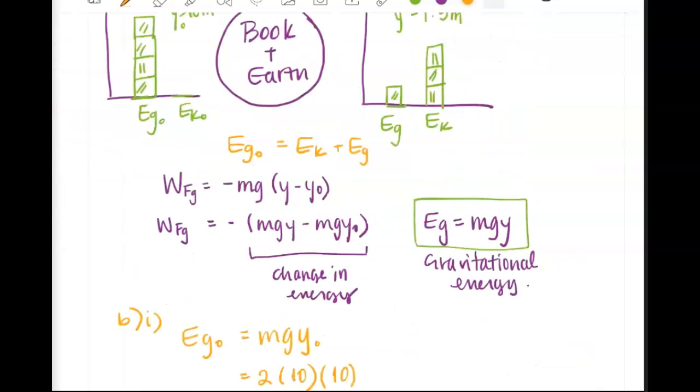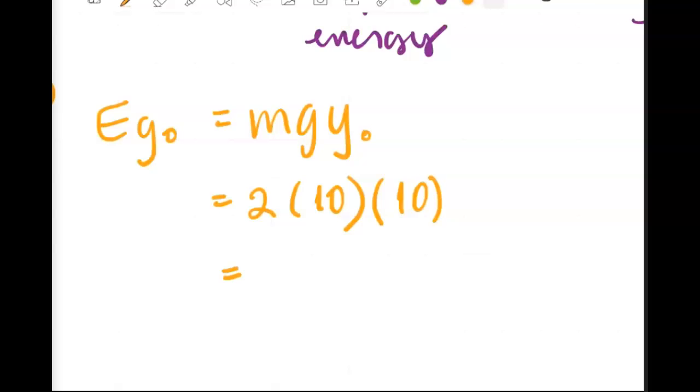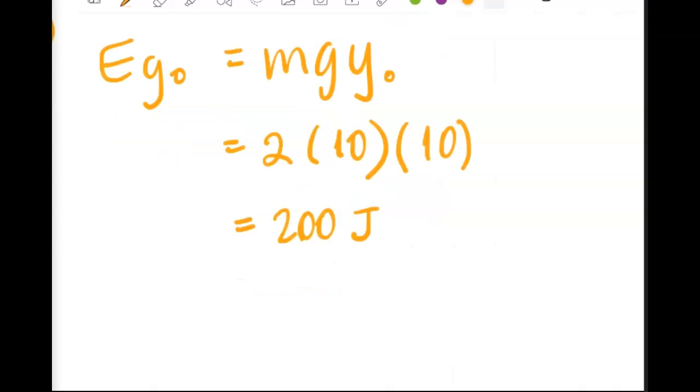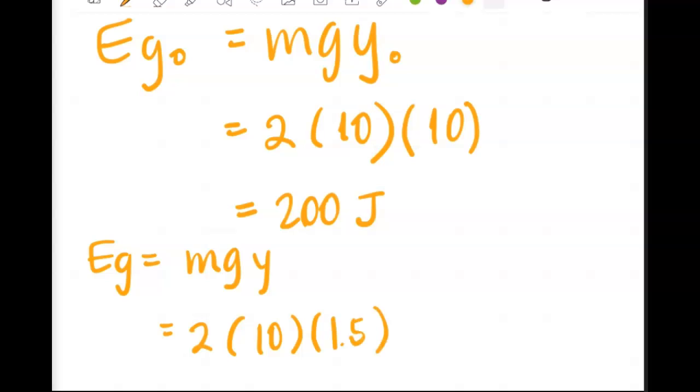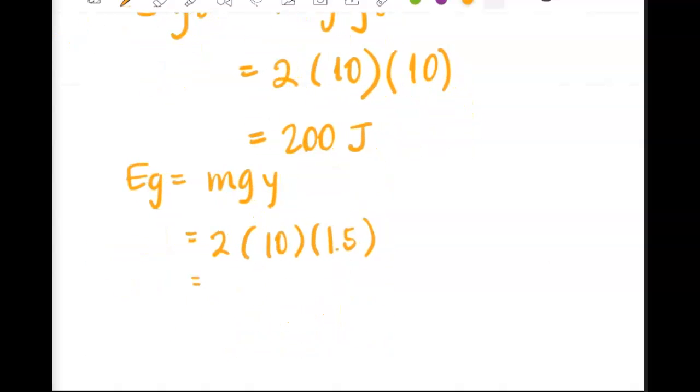The fact that I gave an initial position and a final position that was non-zero. So we get 200, and remember energy is work, and work is newton times meter, so energy is also in joules. And then the other question was what is the final gravitational energy? The final gravitational energy would be mgy, so 2 times 10 times 1.5, and that will give us 30 joules. All right.